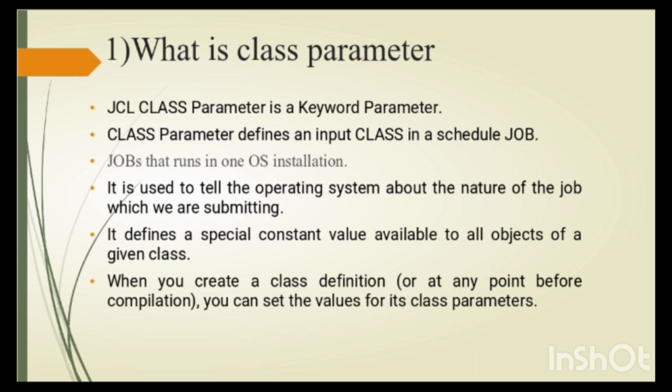When you create a class definition, or at any point before compilation, you can set values for its class parameter. So we are setting some values for that class, the specific input class for a job scheduler. This keyword is optional to code. When the class parameter is not given, the OS assigns a default class for that job, whether it is a long or short running job.